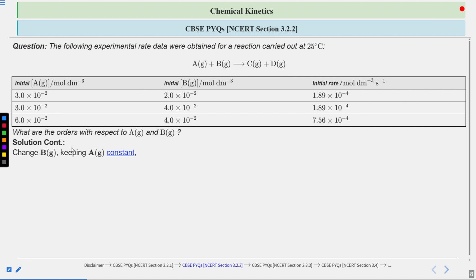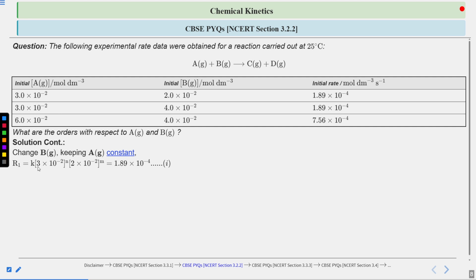Now for the m value. m is the order of the reaction with respect to B. So this time we have to change the B concentration and keep the A concentration constant, using the given rate data in tabular form. So R1 becomes K times (3 times 10 to the power minus 2) to the power n, multiplied by (2 times 10 to the power minus 2) to the power m. We take the first experiment and the second experiment data, because in this the B concentration is changing, while the A concentration remains constant.